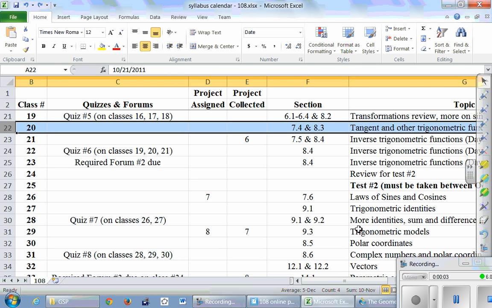Hello and welcome back. Today we introduce the tangent and other trigonometric functions.